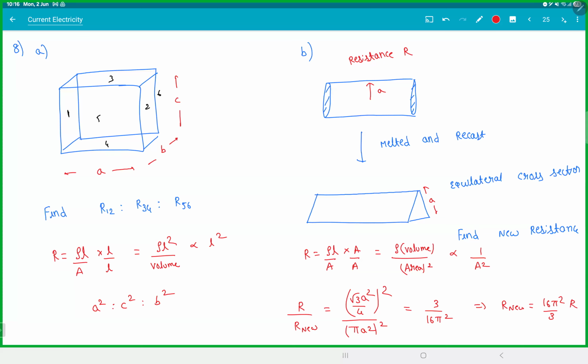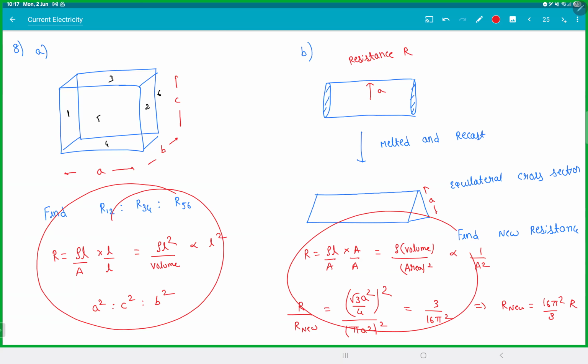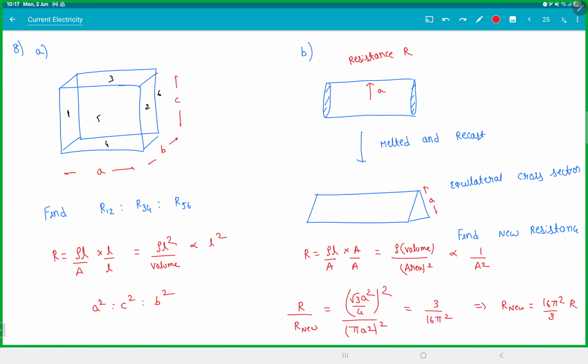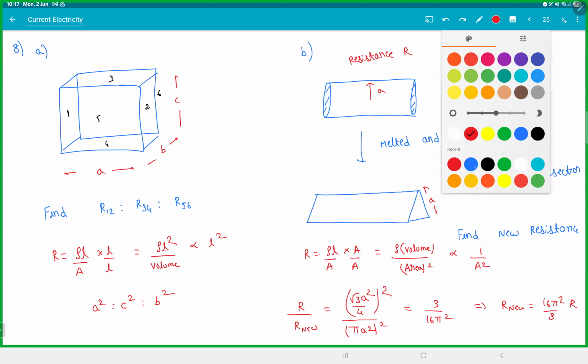Got this? So don't try to find length and everything. That is too long. Areas are given, eliminate length, get everything in volume and area. So here I eliminated area, here I eliminated length. So you can play like this instead of actually trying to solve length and everything.